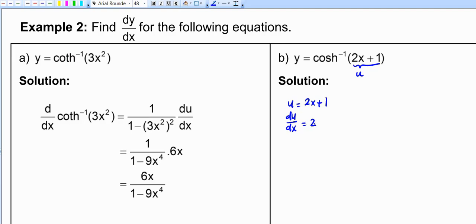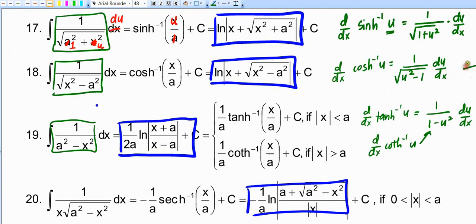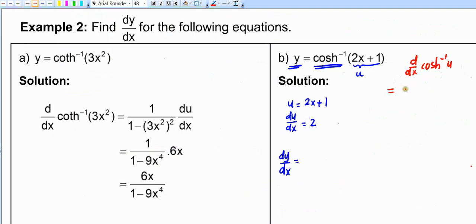Next, differentiate y to get dy dx. Differentiate inverse hyperbolic cos u. Look at the appendix for the inverse hyperbolic cos formula. You will get 1 over the square root of u squared minus 1, times du dx.